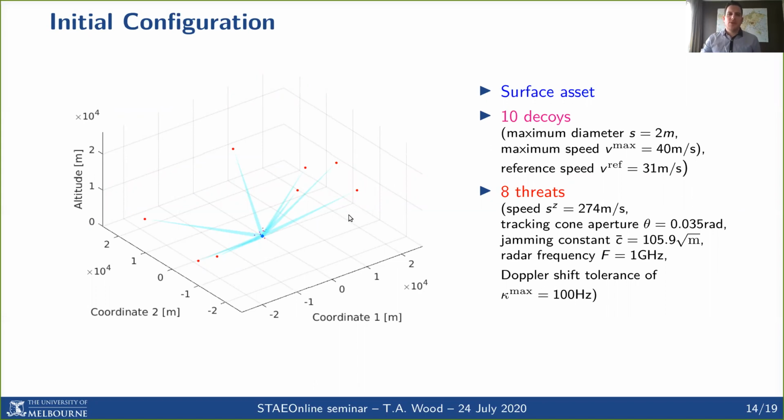So I just want to show some simulation results. We're looking at a scenario where we have 10 decoys and 8 threats shown here. The red dots are the threats, and we have the asset in the middle, and very small, you can hardly see them, the decoys. The threats are detected at 25 kilometers away, and moving towards the asset. The magenta areas here are the tracking cones.